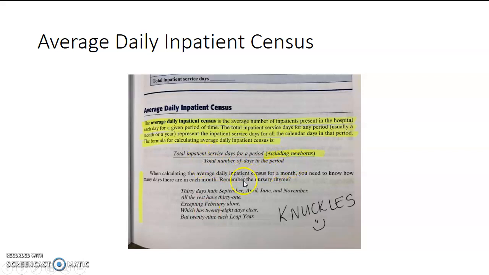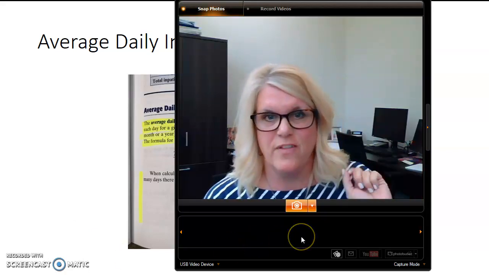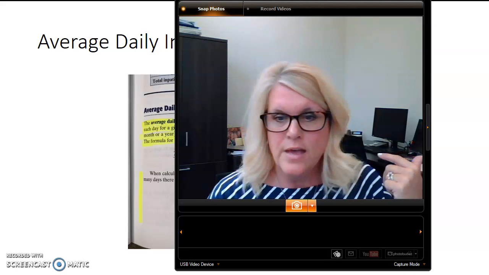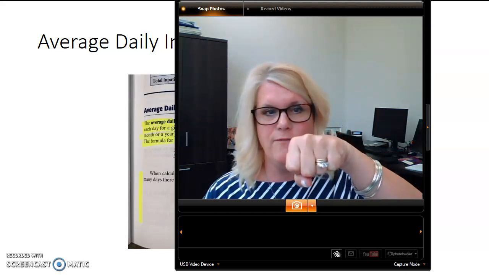So you'll see that they gave you the little nursery rhyme so you can remember how many days there are in the months, essentially. So unless you are someone that just has fun stuff like that committed to memory, you'll see right here where I have knuckles with a smiley face. That's reminding me that if I was standing in front of you, I would talk about knuckles. So we're going to do it today. So, you know, if you make a fist.